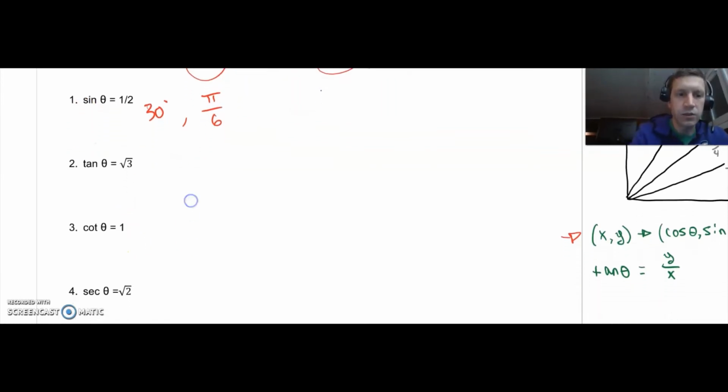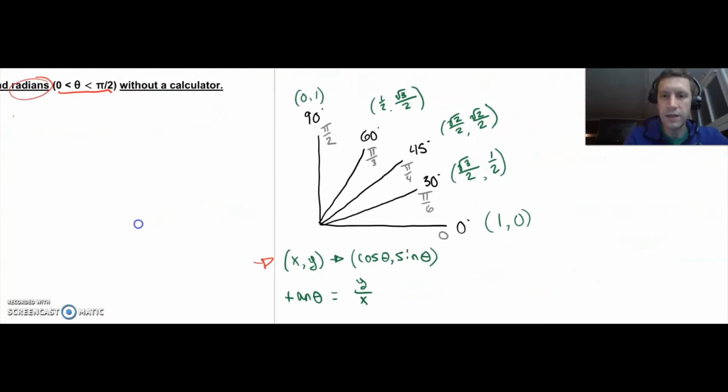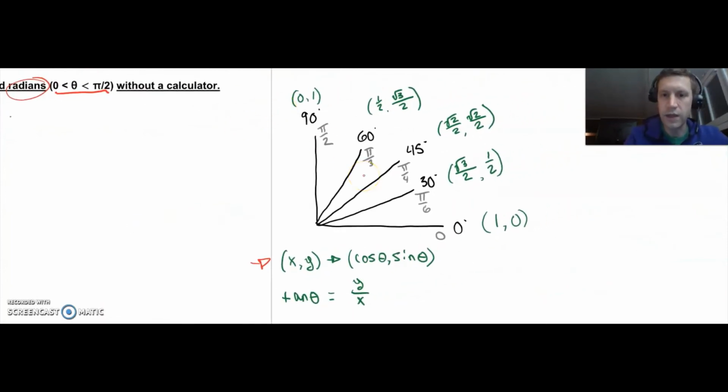Okay, tangent. This is a tricky one. Tangent of theta equals square root of 3. Here's what I want to do. Let's find the tangent values of all of these angles, okay? I'm going to do 0 and 90 first because those are real quick. So tangent here is y over x, so 0 over 1. Tangent equals 0 over 1, which is 0, okay? Let's do 90. Tangent equals 1 over 0, which is undefined. Okay, undefined up at 90.